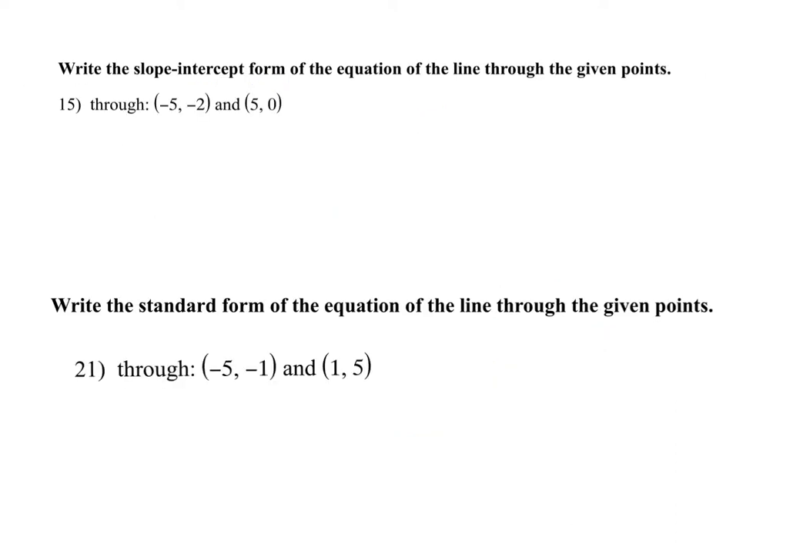If you look at these two sets of problems, both of them gave you 2 points, okay? Both of them gave you 2 points. The first one wants it in slope-intercept, so you would do your y equals mx plus b. The second one wants it in standard form, so your final answer needs to be ax plus by equals c. For both of these, you need to solve for your slope because neither one of them gave you your slope.